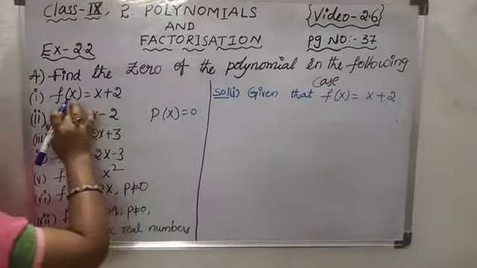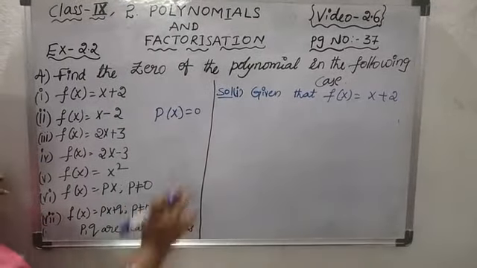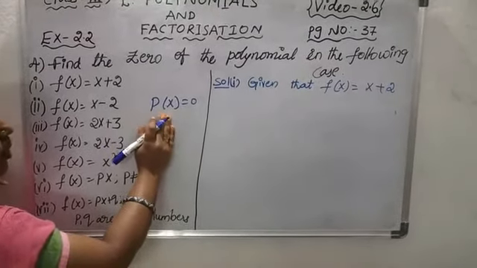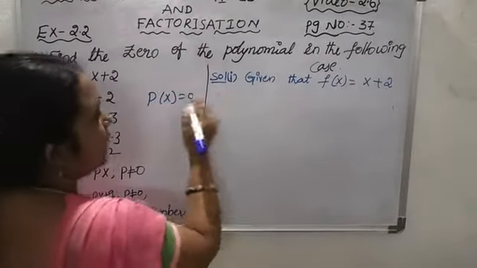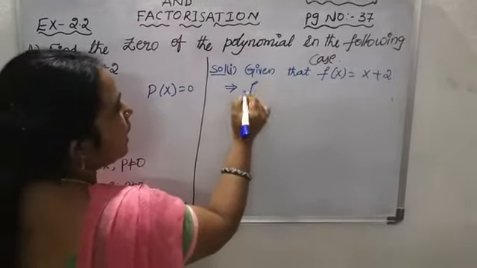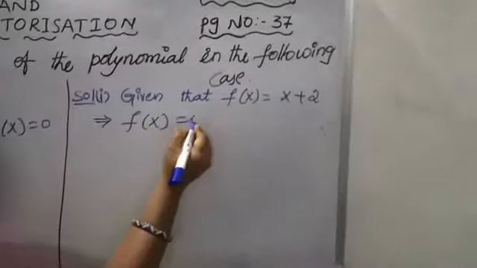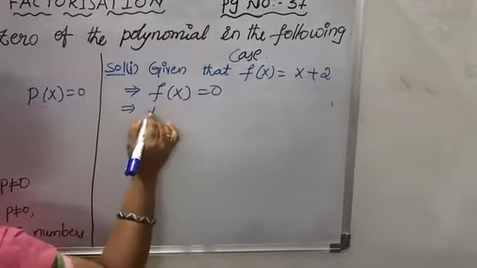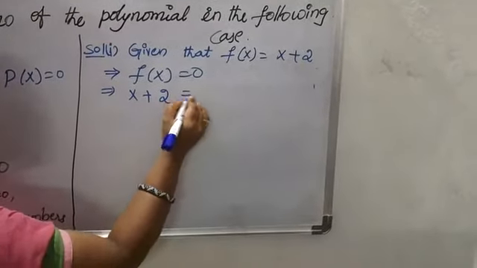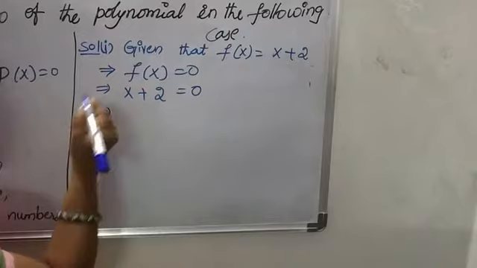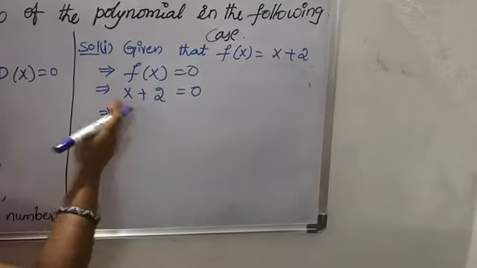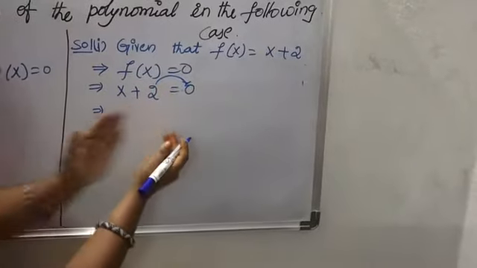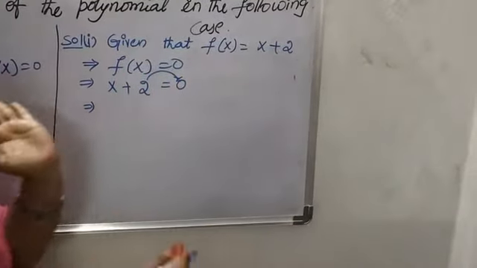Given that f of x is equal to x plus 2. Find the 0. The formula for the zero of the polynomial is p of x is equal to 0. In the place of p of x, I am taking f of x is equal to 0. What is f of x? x plus 2. x plus 2 is equal to 0. So now we have to find the value of x, meaning transpose this 2 from LHS to RHS.